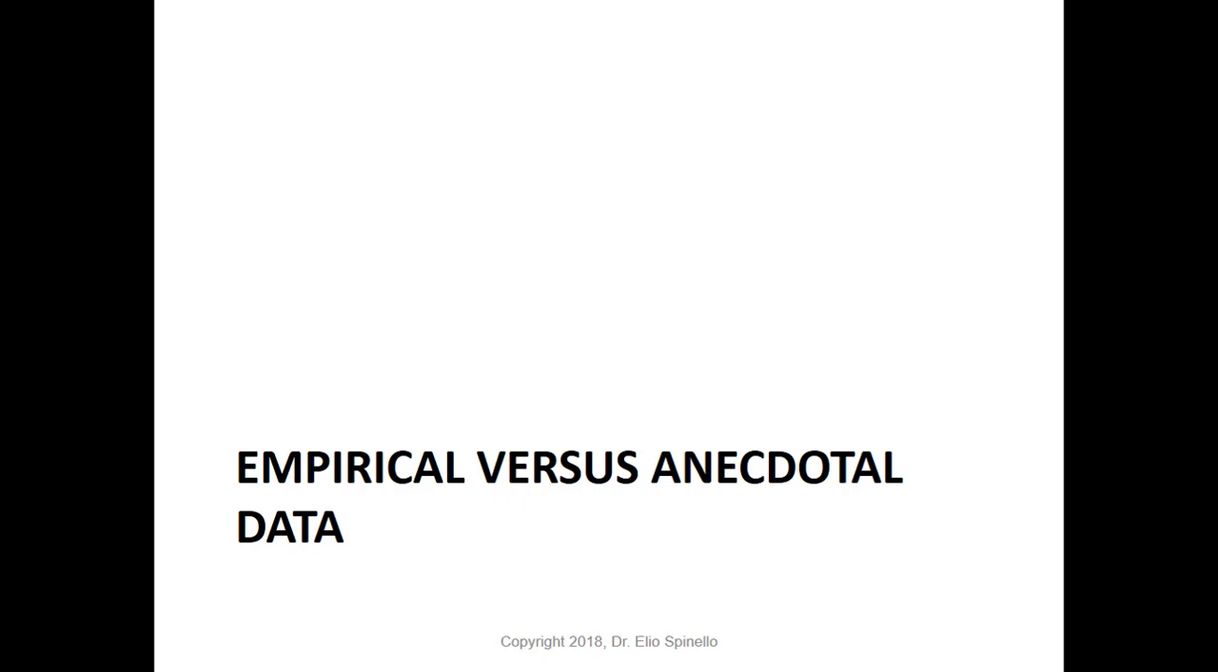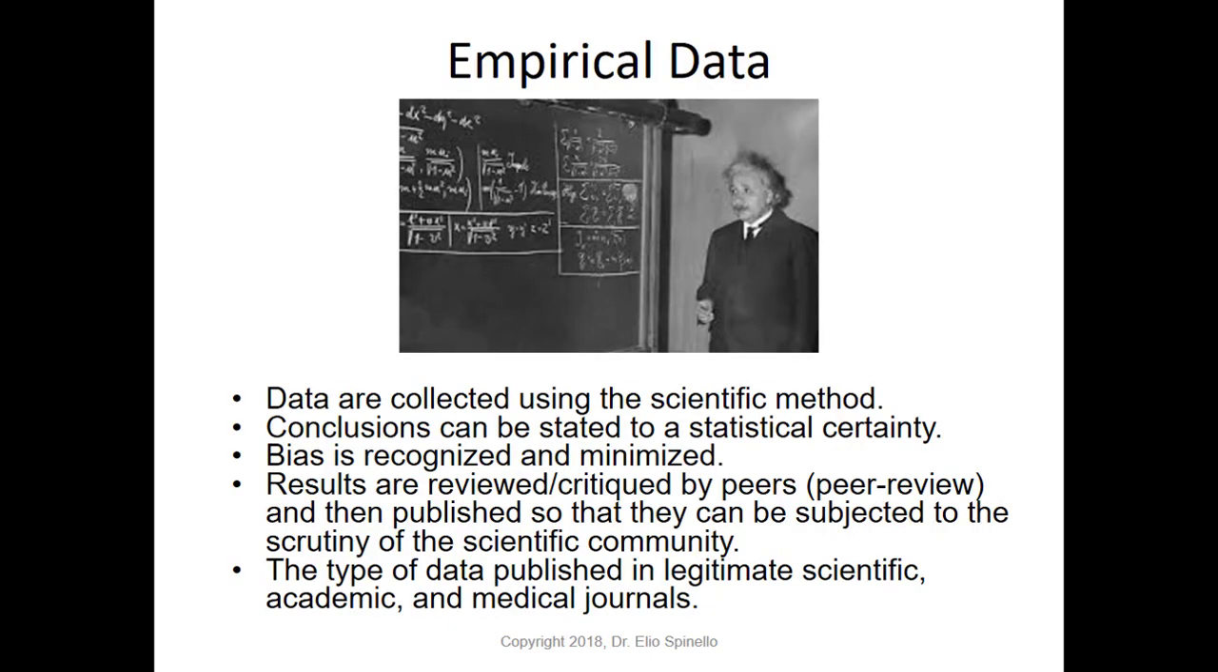So to start this discussion, I want to begin by drawing a distinction between empirical versus anecdotal data, and I'm sure you've all heard those two terms before. When we talk about empirical data, we're talking about data that's collected using the scientific method. This is really information that is collected by researchers, and every effort is made to minimize any type of bias or error in the collection of that information.